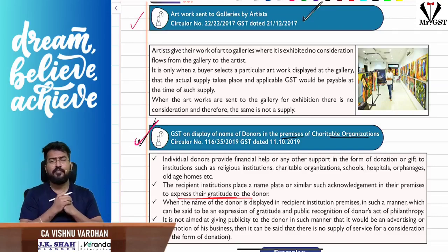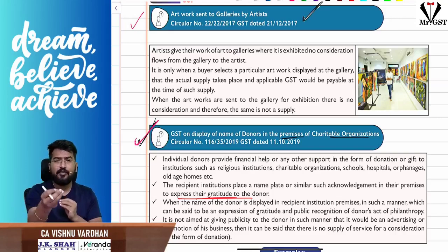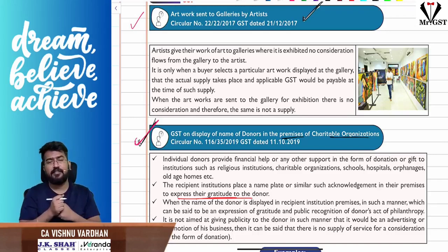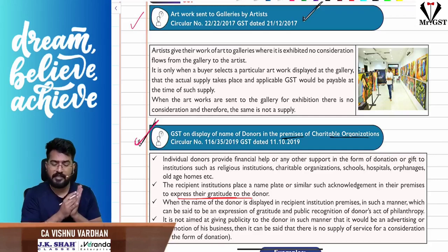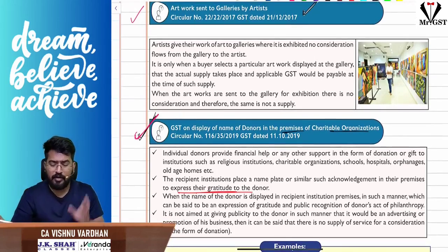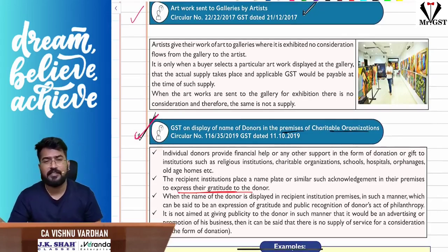Now, is it a supply or not? Yes, that is supply. Please understand, when I am giving a donation, the name is not important here, sir. I am giving a donation, fine, but we should understand the purpose. My donation has a direct nexus, a direct consideration, of what? Advertising my brand name or advertising my name. So that is obviously treated as supply. Okay, so that is the clarification with respect to GST on display of names of donors in the premises of a charitable organization.